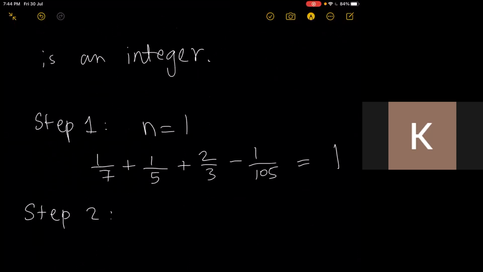What is step 2? Sir, n is equal to 2. So take the LCM. That is the number theory thing. Okay, so another reason why induction is useful. Some of you came up with this beautiful observation that 105 is the LCM of the other 3 denominators.